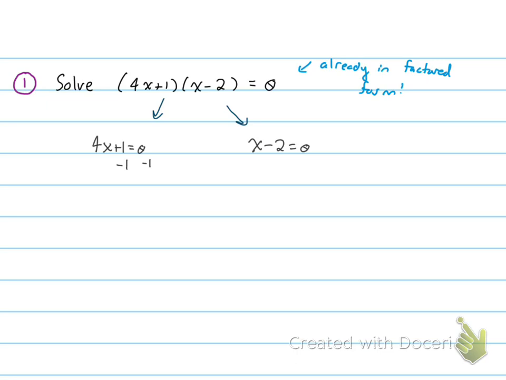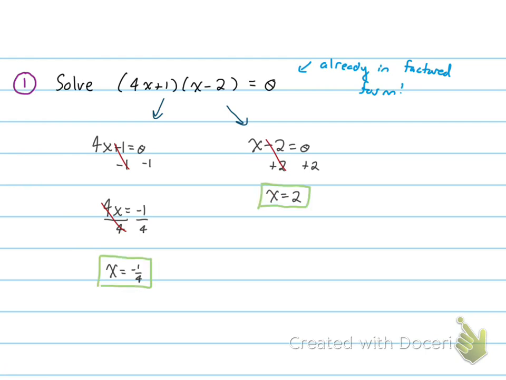I'm going to subtract 1 on both sides for this first problem. I have 4x equals negative 1. Last step, I'm going to divide by 4 on both sides, and I'm left with x equals negative 1/4. For the other equation, I'm going to just add 2 on both sides, and I'm left with x equals 2. And those would be both of my solutions.